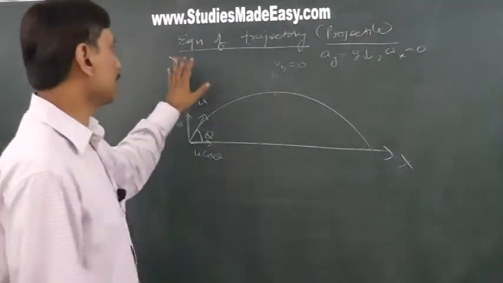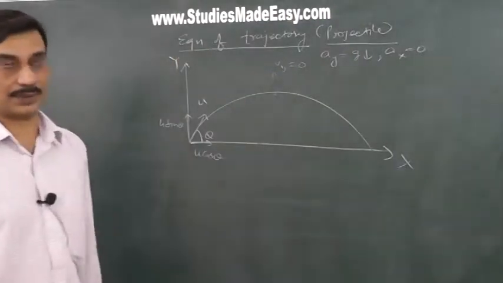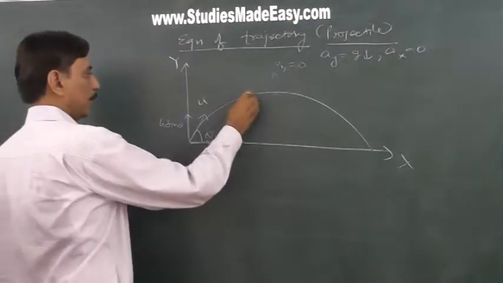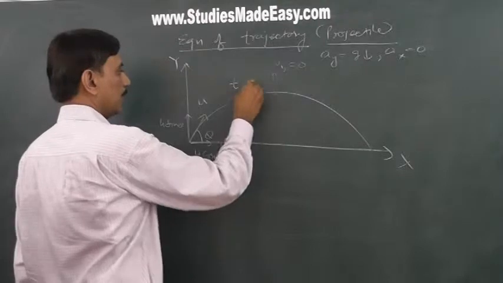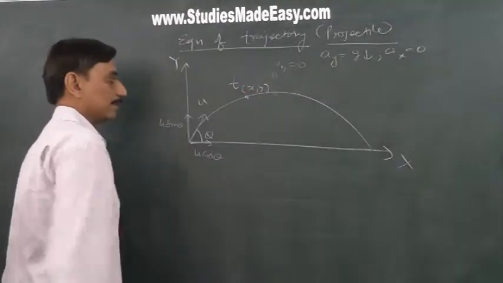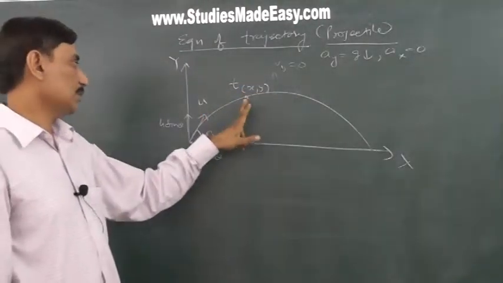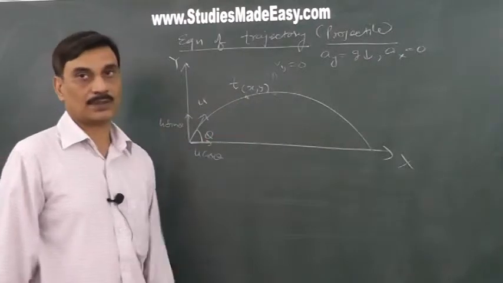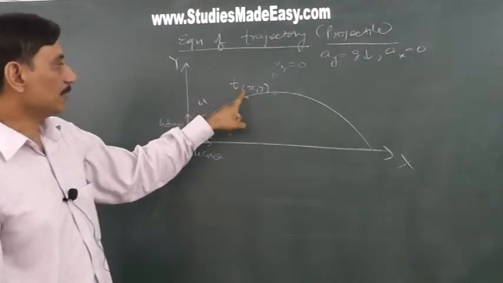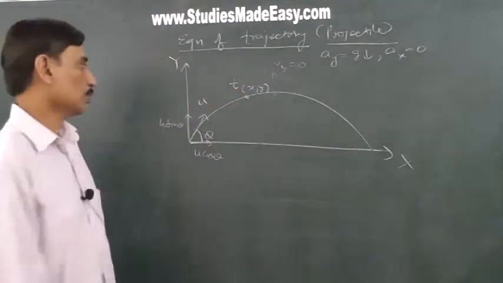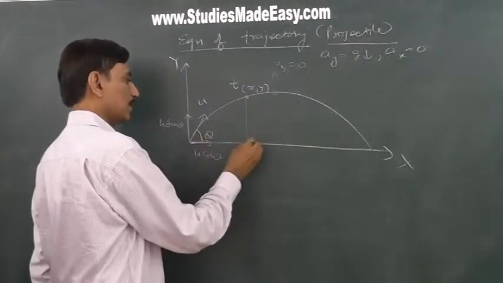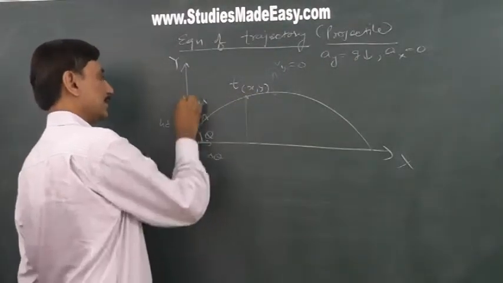Now we are interested in writing down the equation of trajectory. Let's say at time t, the body reaches this point, and it has coordinates x and y. So x is obviously this distance only, and y is this distance only.